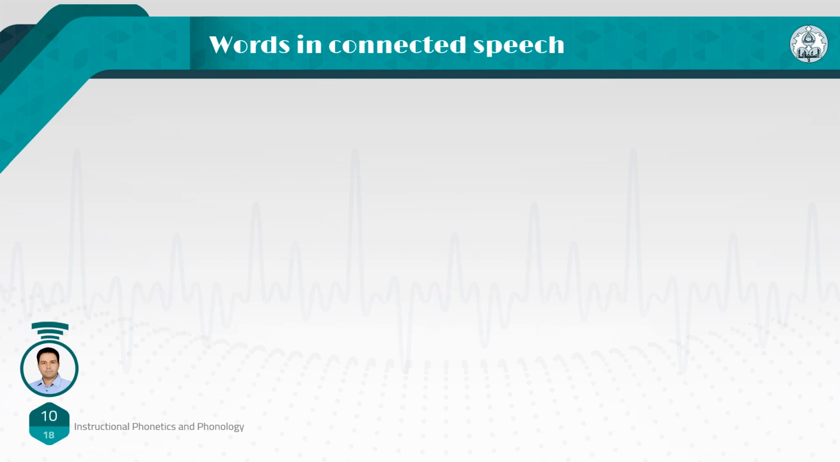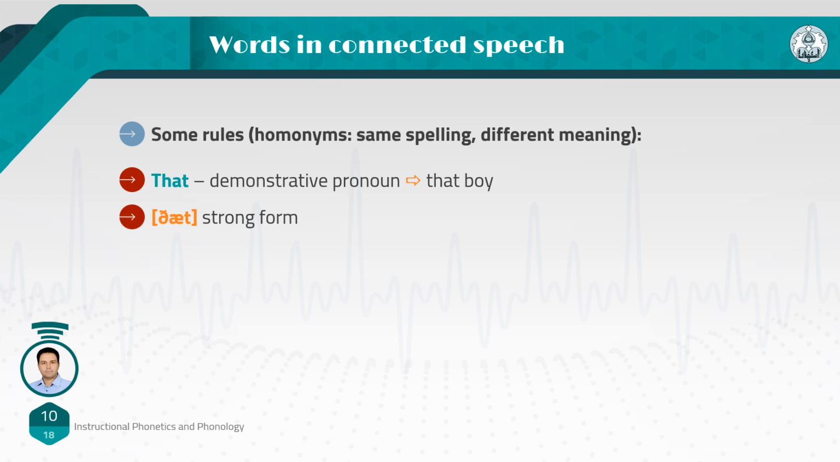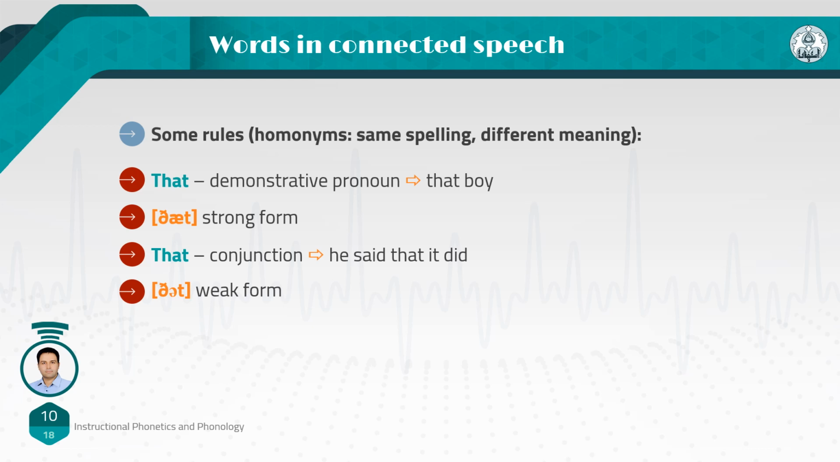Some rules are also applicable for homonyms, those words that have the same spelling but different meaning. In fact, some of the words are confusing in that the same spelling represents two words with different meanings. One of them is "that." As demonstrative pronoun, like for example, that boy. This is the strong form. When we say that boy, this is demonstrative pronoun. But sometimes "that" is a conjunction, and we pronounce it in a weak form.